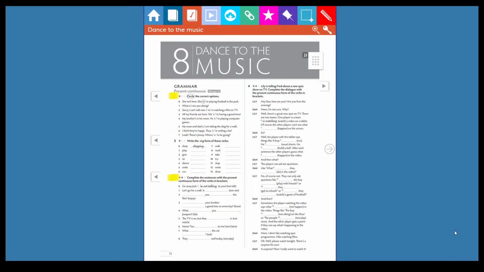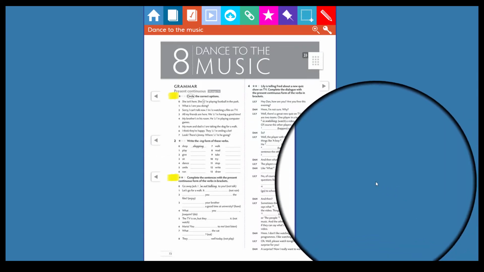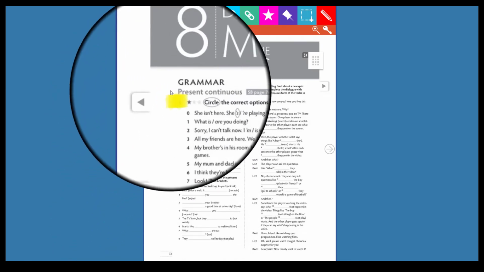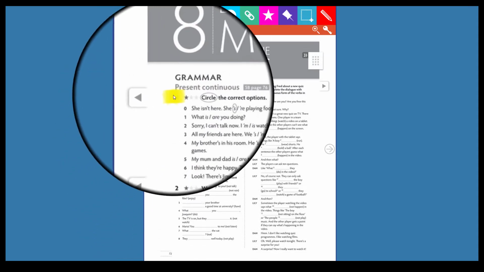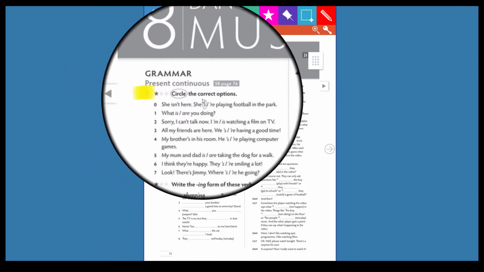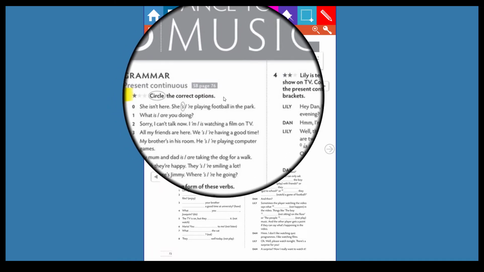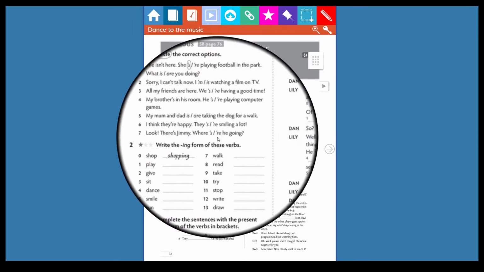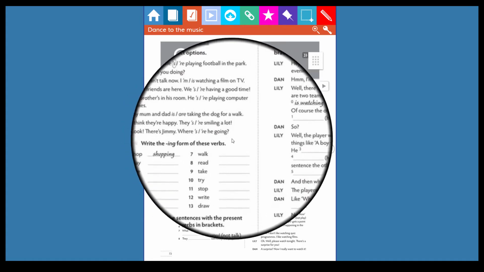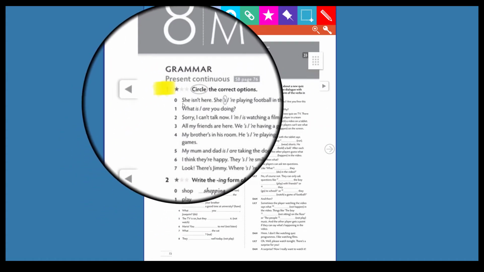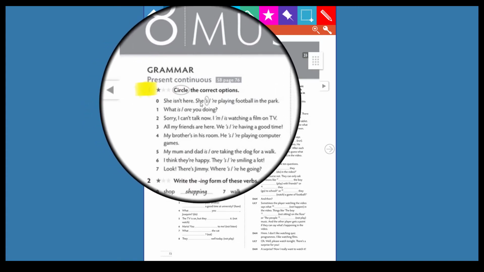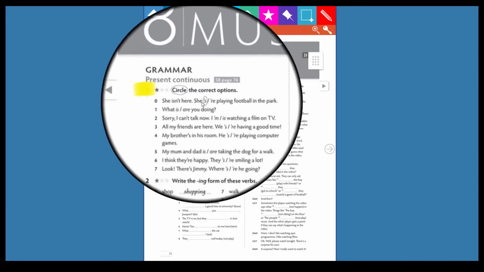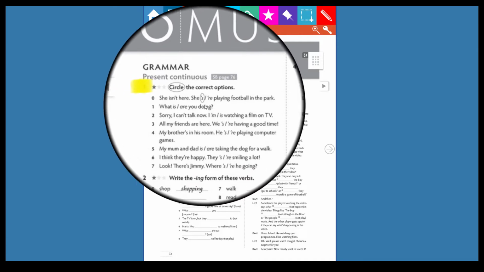And this is the homework that you have to do this week. You have to open your workbooks on page number 72 and you have to do activity number 1 and 3. In the first activity, you have to circle the correct options, which are related to the verb to be. Todas las opciones, chiquillos, están relacionadas al verbo to be correcto que se utilizaría para cada sujeto. For example, number 0, she isn't here. She is or she are playing football in the park. The correct answer in this case is she is, not she are.